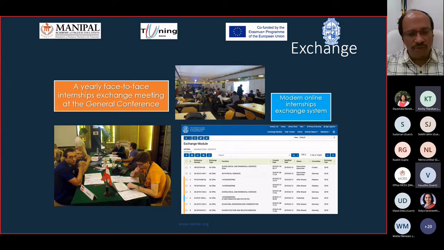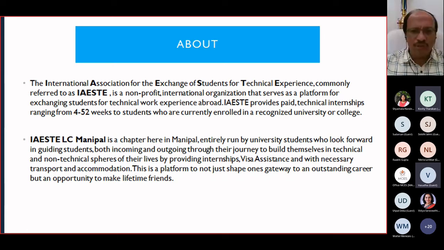But fortunately, we have one of the finest models, that is a student-run organization, and we have a chapter of it in Manipal. So this is about ISTA, which offers you 4 weeks to 52 weeks of paid internship. The beauty of internships here is that every ISTA internship is a paid internship. Most of the time it covers living expenses, accommodation, and sometimes the travel also. Whatever stipend or scholarship they get is sufficient to cover all these things, and some of the offers are such that students earn and save money.